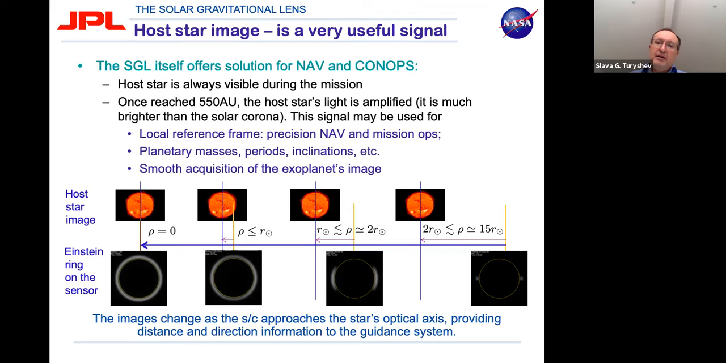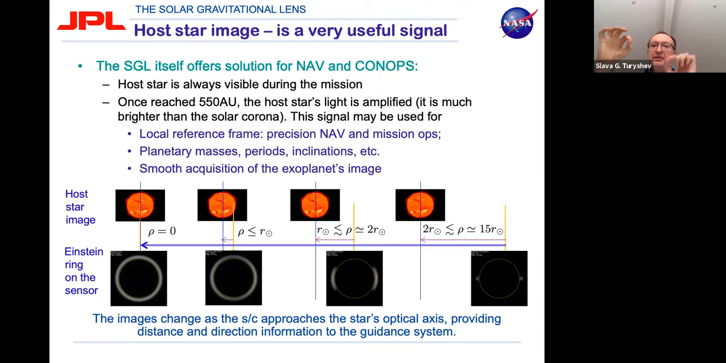If you look at what's happening, if we are not exactly on the optical axis of the host star, we see two bright dots, two bright spots. As we move close to the optical axis, those spots develop into arcs. If you move even further, very close to the optical axis, those arcs start to touch each other. And when we're exactly on the optical axis, this is the Einstein ring. We don't need to go exactly to the optical axis. If we keep ourselves away from the optical axis, we have a very good guidance signal, because the positions of the two spots are very sensitive to the distance to the optical axis. And the position on the image sensor is also very important. It gives us angular position.